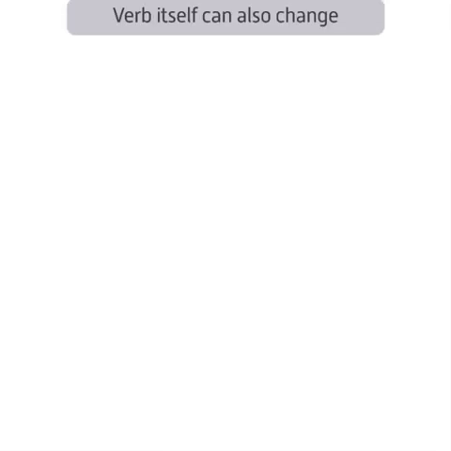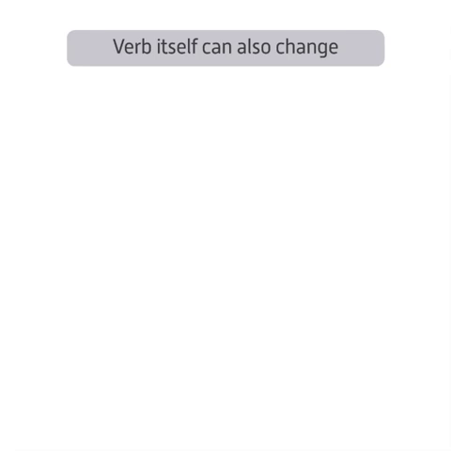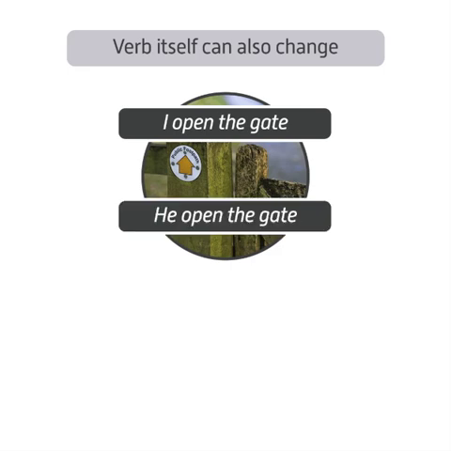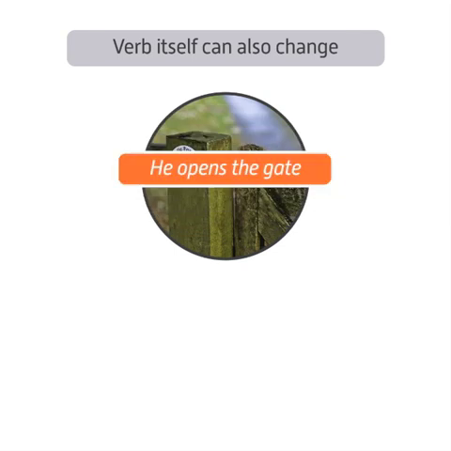The verb itself can also sometimes change. For example, I open the gate is grammatically correct, but he opened the gate is not. You need to add an S to the verb to make the sentence read properly. He opens the gate. Look over your sentences to make sure they're fully complete, especially in stories.